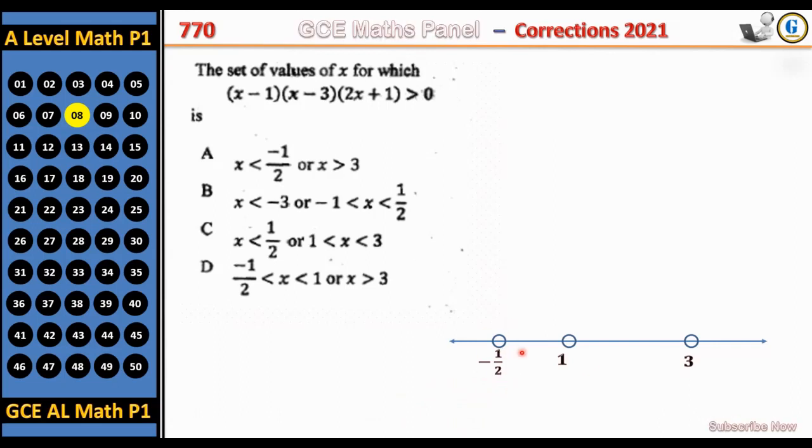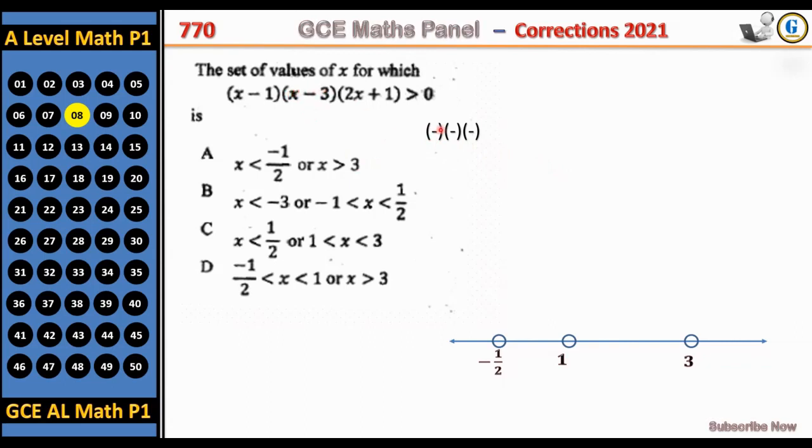And we know that since this is an inequality, the values are a range. So we have this range for x less than minus a half, the range between minus a half and 1, between 1 and 3, and above 3. So you have to test. We take values and test in each of these ranges. For example, let's just take any number less than minus a half. We can take minus 1, right? When we take minus 1 and fit here, minus 1 is negative. That will give us negative. As you can see, this first bracket is negative.